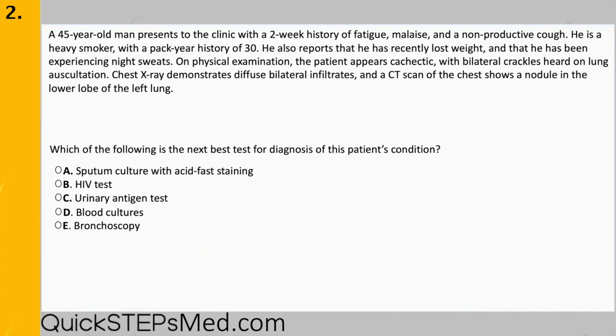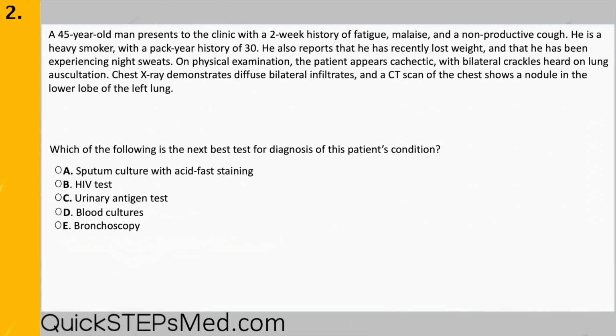A. Sputum culture with acid-fast staining. B. HIV test. C. Urinary antigen test. D. Blood cultures. Or E. Bronchoscopy. So instead of going through each answer choice, let's talk about the patient's condition overall, see if we could maybe arrive at something resembling a diagnosis, and then choose the most appropriate first initial test for that diagnosis.